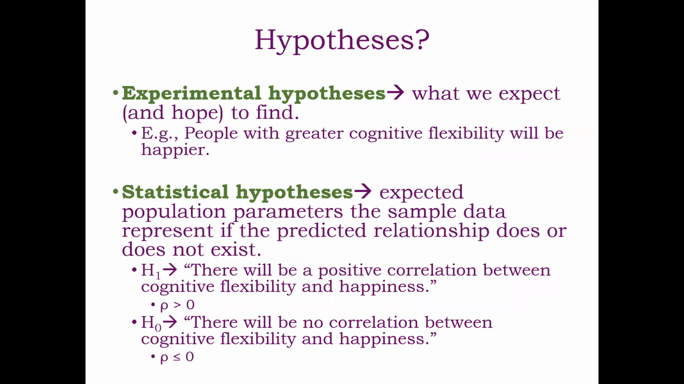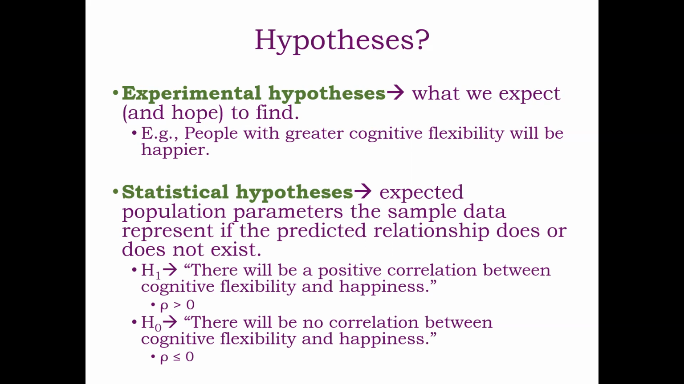So the experimental hypothesis is what the researcher expects and hopes to find. For example, we might think that people with greater cognitive flexibility will be happier. The corresponding statistical hypotheses are just the expected population parameters the sample data would represent if the predicted relationship does or does not hold. Corresponding to our experimental hypothesis is the alternative hypothesis, H sub 1 or HA: there will be a positive correlation between cognitive flexibility and happiness. We would write this out as the Greek letter rho, this is a lowercase rho, greater than 0.